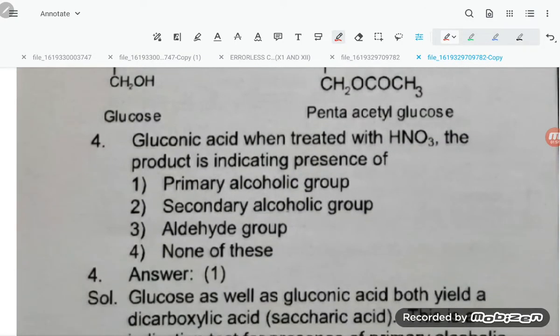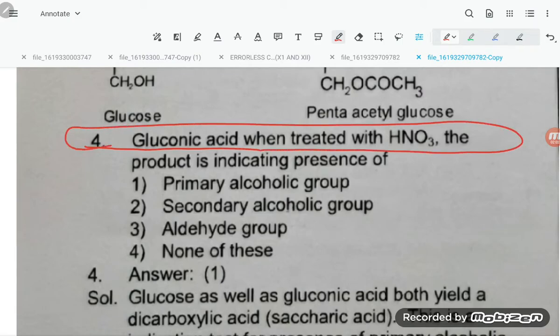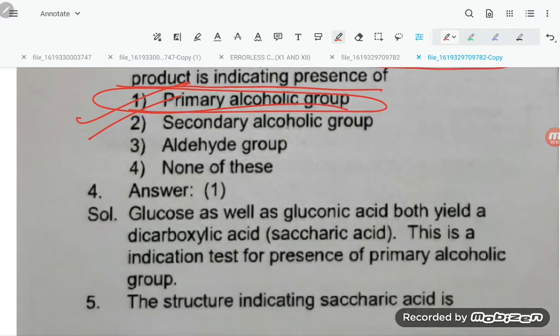Now let us have a look at the next question. Gluconic acid when treated with nitric acid, the product is indicating the presence of what, student? If you are treating with nitric acid, it will give saccharic acid, and saccharic acid represents the presence of a primary alcohol and CHO group. So that is the primary alcoholic group. You can say option number 1 is correct.